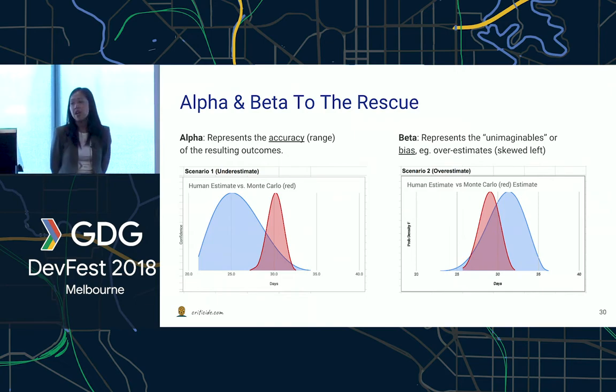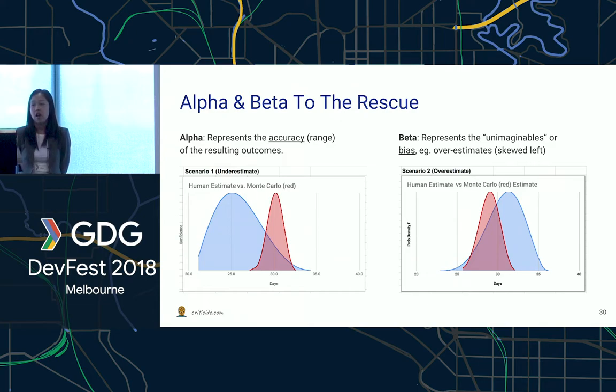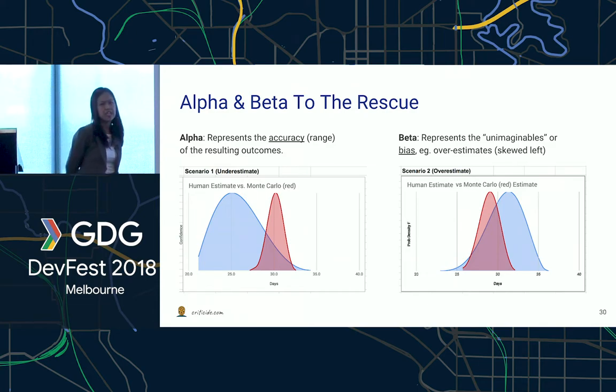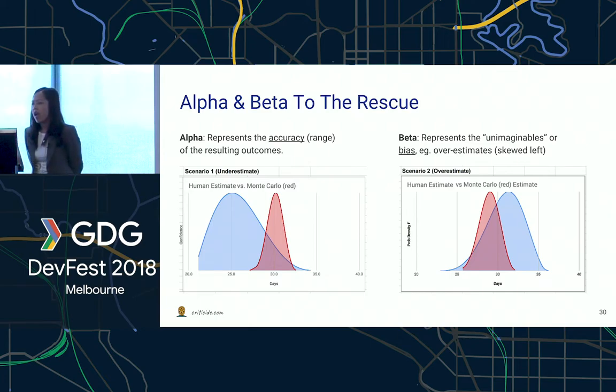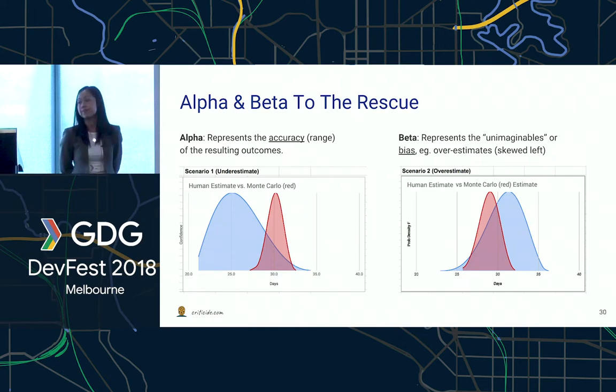Research studies show that people aren't really good at making estimates, and we fall into two categories. We're underconfident or overconfident, which means that our estimates are going to be underestimated or overestimated. And so, on the right here, the beta represents the bias or the unimaginables. And as you can see as a quick comparison, the right here represents the overconfidence, and the left blue distribution represents the underconfidence. Hence, we've actually been able to now quantify the components of an estimate.